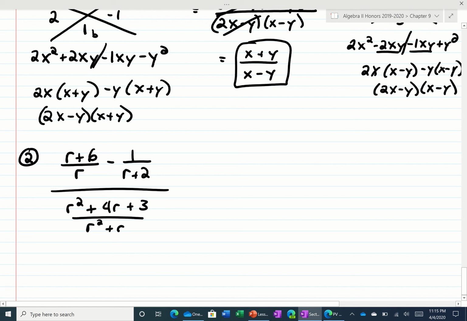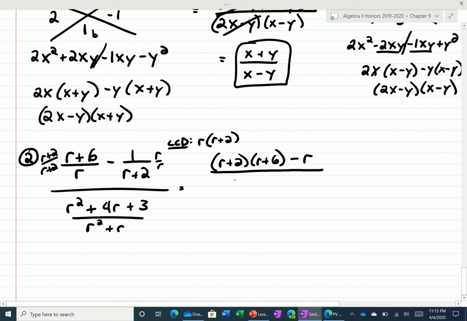So the way that we could do this one, we need a common denominator on top. Least common denominator would be R times R plus 2. So we're missing an R plus 2 here. We're missing an R over here. So the top turns into R plus 2 times R plus 6 minus R divided by R times R plus 2. And that's the whole top, which we're going to be dividing by the bottom. R squared plus 4R plus 3 divided by R squared plus R.